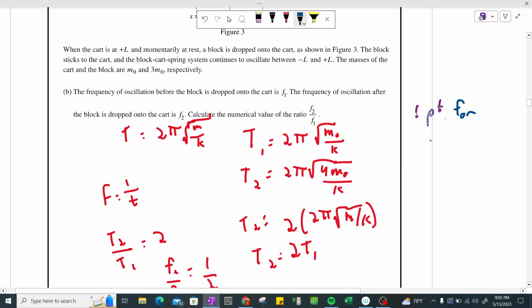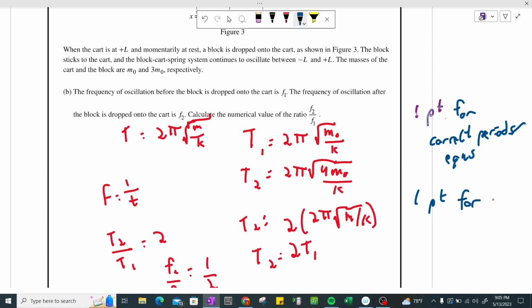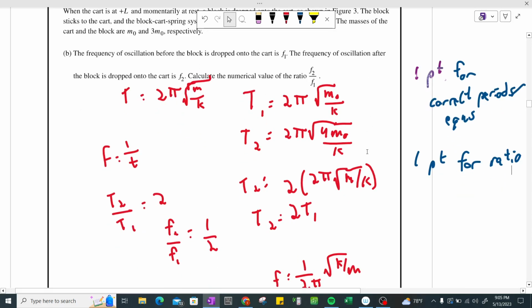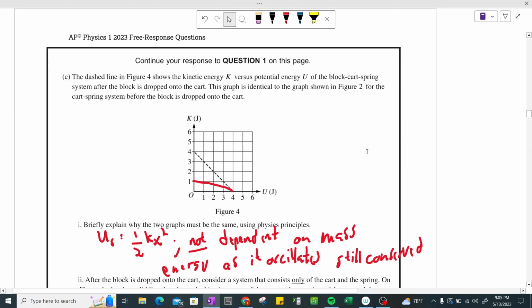For correct periods/equations. 1 point for the ratio. I would imagine it'll be 2 points. So if you had the ratio reversed, but you did the work correctly, you would still get 1 of the 2 points. So up to this point, we have 3 of the 7 points allocated.